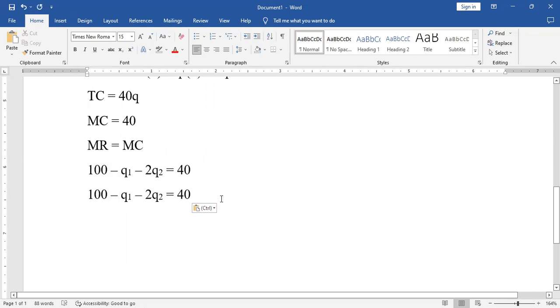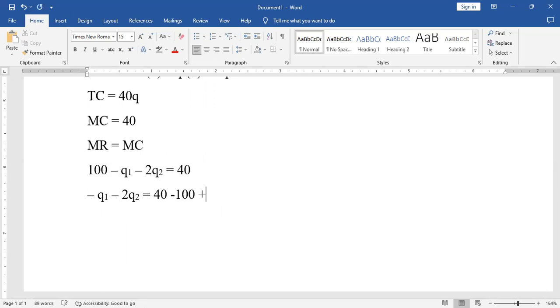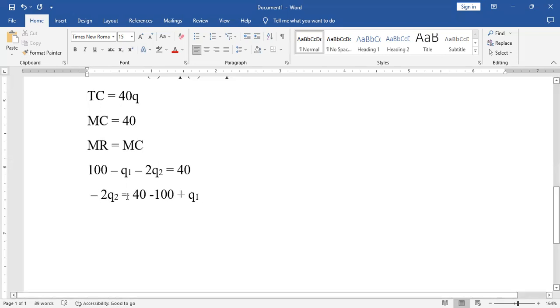We shall move everything else to the other side of the equation. So the 100, when it comes to this side, will be negative 100. Negative Q1, when it becomes this side, will be positive Q1. So now we have that. We're going to divide through everything by negative 2, so that we remain with Q2 alone on this side.